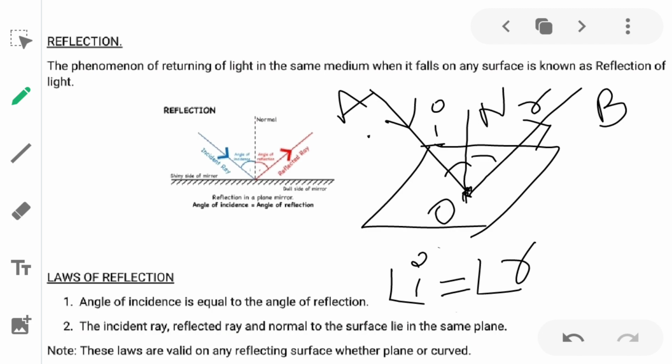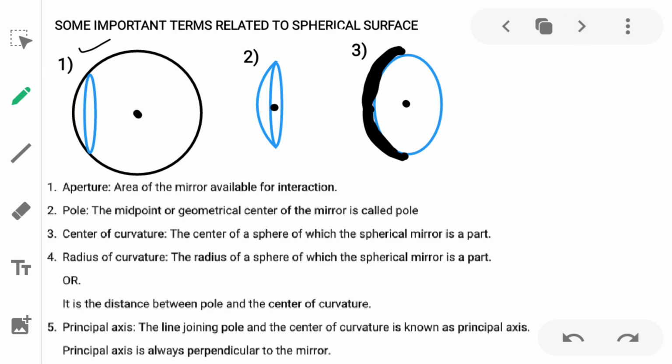Here you can note that these two laws of reflection are valid on any reflecting surface, whether the reflecting surface is plane or curved. A reflecting surface is nothing but a mirror. So these laws are valid for a plane mirror and also for a curved mirror. Now the question comes, what is a curved mirror?